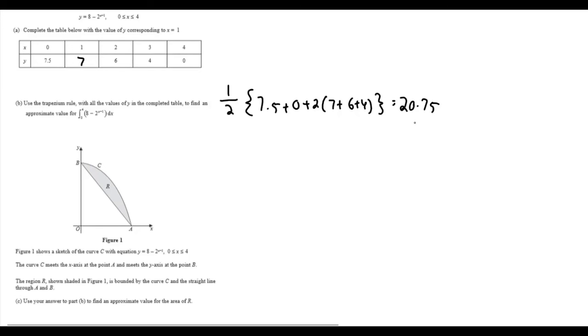Once we have that, we're then shown this diagram here, where figure 1 is showing a sketch of that curve that we've just been working with, the 8 minus 2 to the power of x minus 1, between 0 and 4. The curve C meets the x-axis at point A and meets the y-axis at point B. The region R, shown shaded in figure 1, is bound by the curve and the straight line through A and B. Use your answer to part B to find the approximate value for the area of R.